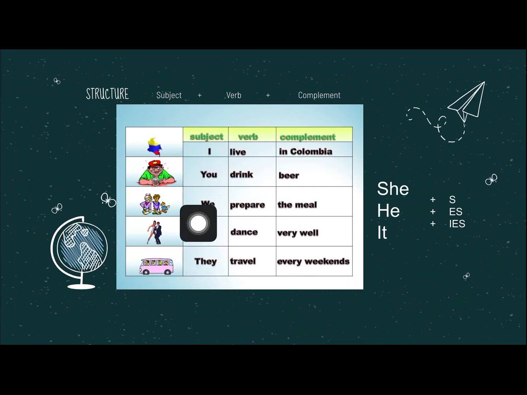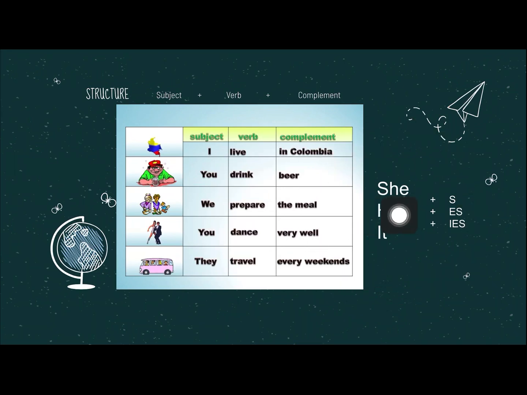But we can mix them. For example, we can say I live in Colombia, or I prepare the meal, or I dance very well. We can use we drink beer, you dance very well, or they prepare the meal. Yes, you can use them. But notice it, perfect, very good.